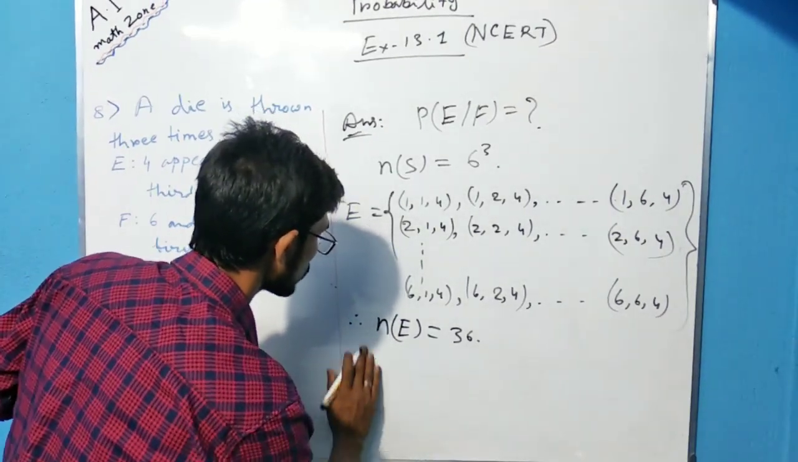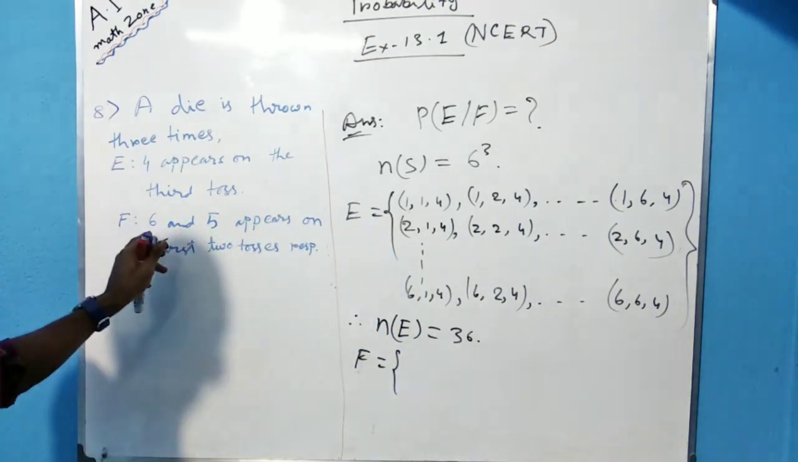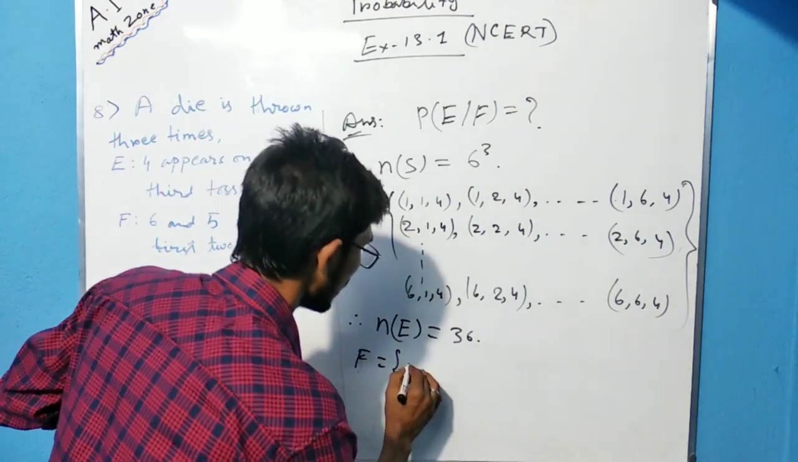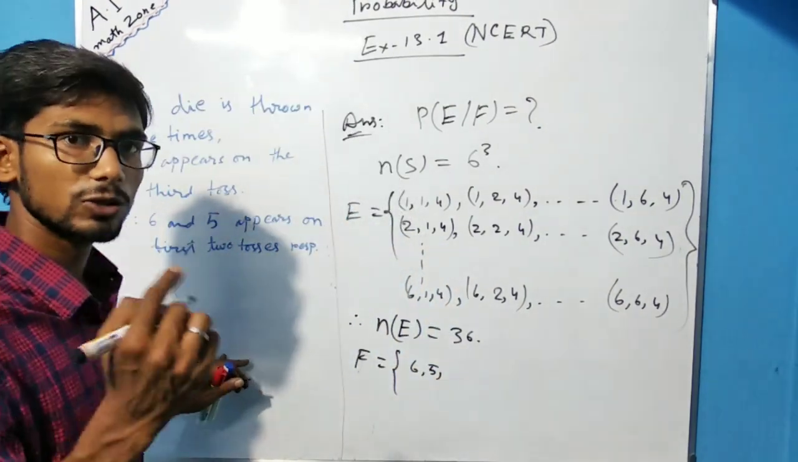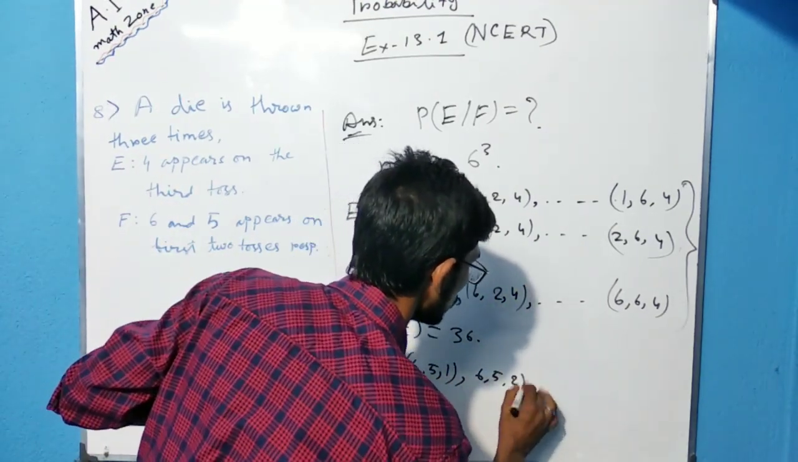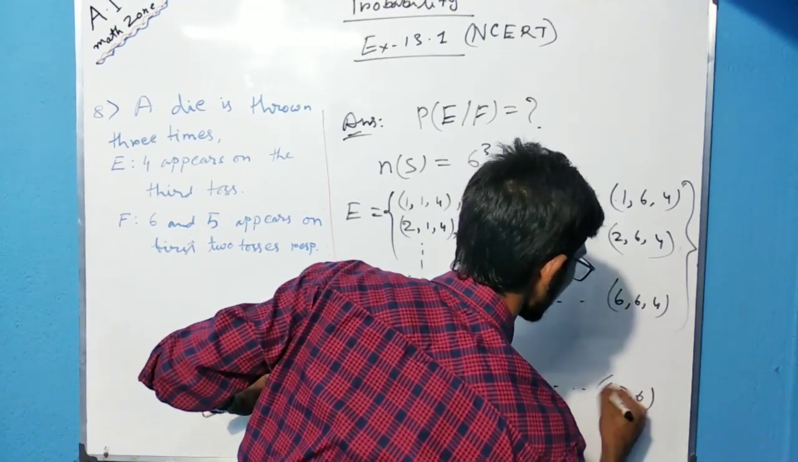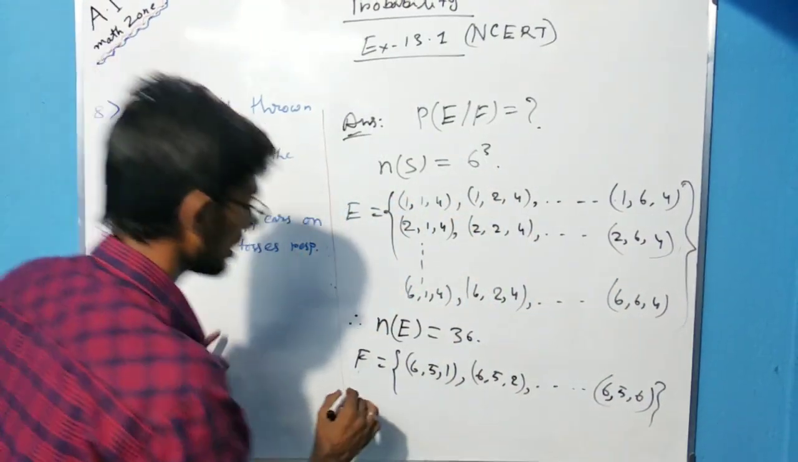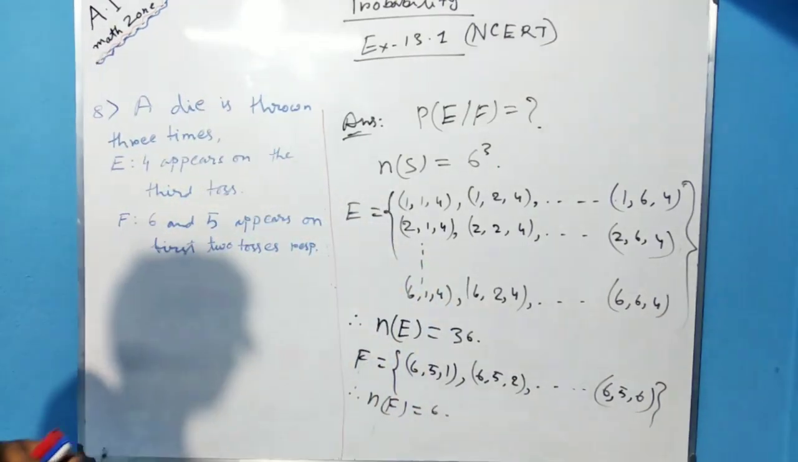Again, F: 6 and 5 appear on the first 2 tosses, right? So the elements of F will be something like this: the first 2 tosses must be 6 and 5. So 6 and 5. What can come next? It can be 1, it can be 2. So it may be 6, 5, 1, 6, 5, 2 and so on up to 6, 5, 6, right? So there are 6 elements. Therefore the cardinality number of F is 6, right?